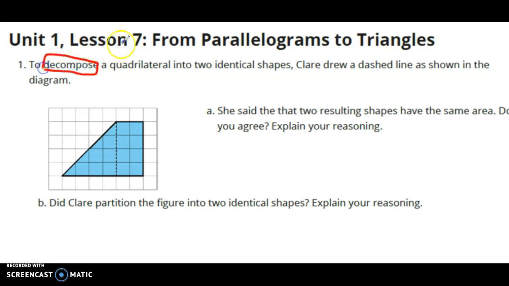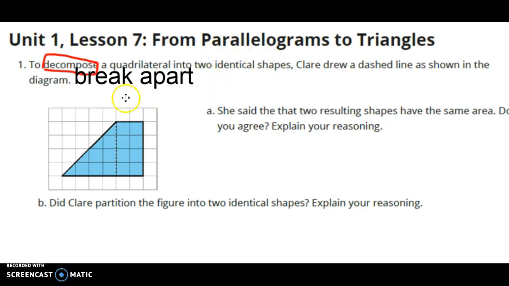Decompose. Decompose we usually think of in science, like to break down. And in this case, it really means to break down or to break apart. So I'm just going to write here, to break apart. To decompose or break apart a quadrilateral into two identical shapes. Claire drew a dashed line as shown in the diagram. She said that the two resulting shapes have the same area. Do you agree? Explain your reasoning.